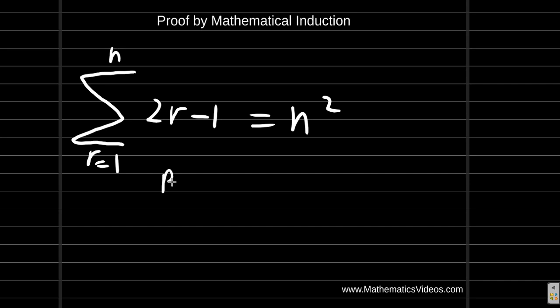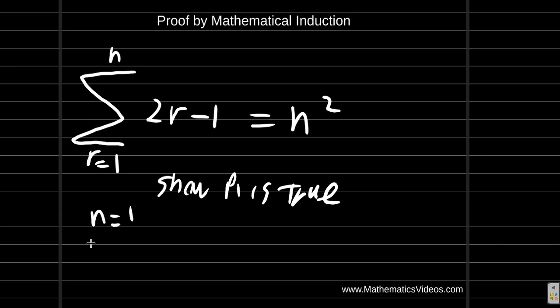First step, we're going to show that P1 is true. So you start off right from 1. In this case, n is equal to 1. You change n to 1. So in this case, 2 times 1 minus 1 is equal to 1 squared. 2 ones, 2 minus 1 is 1. So we see both sides are the same.